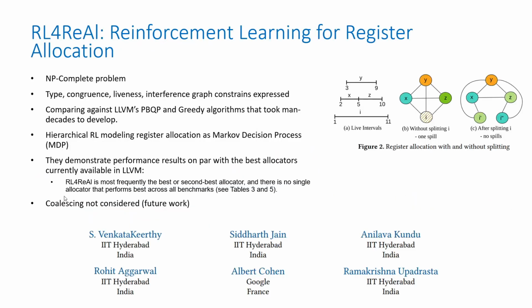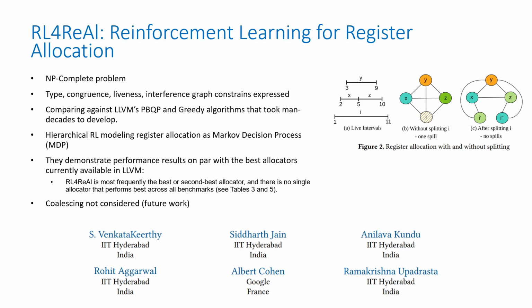In this paper from the Indian Institute of Technology, in collaboration with Google's France office, they tackled the register allocation NP-complete problem using reinforcement learning. For their algorithm, they take into consideration register type, congruence, liveness analysis, and the interference graph, with constraints that should consider the liveness and the type of registers. They compare their work against LLVM's PBQP and greedy algorithms that took man-decades to develop, and, as in other reinforcement learning compiler papers, they modeled the compiler optimization problem as a Markov decision process. One special thing in this paper is that they use hierarchical reinforcement learning for register allocation, and we're going to see more details about that in a moment.